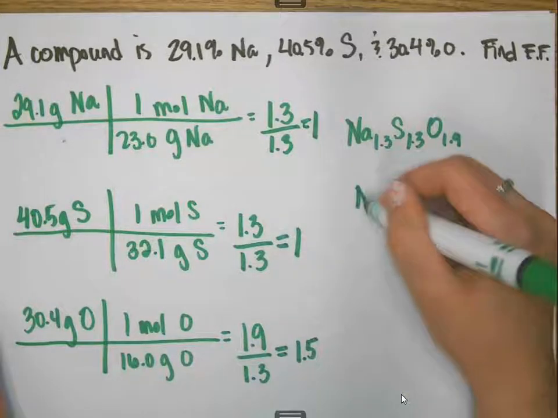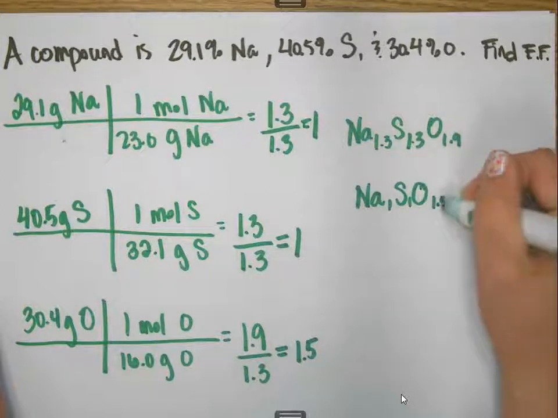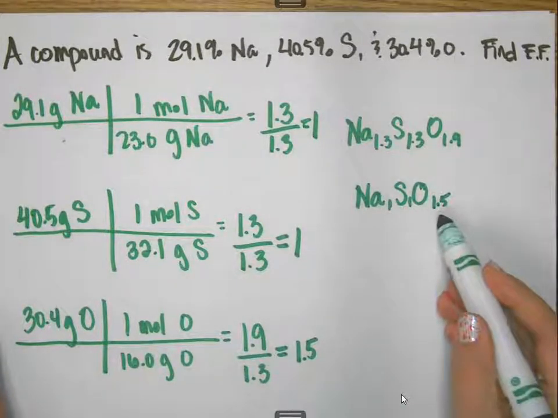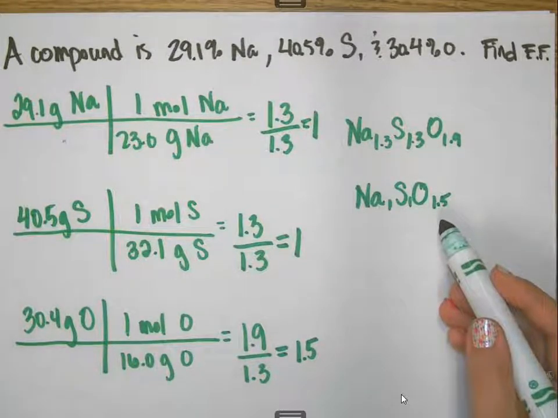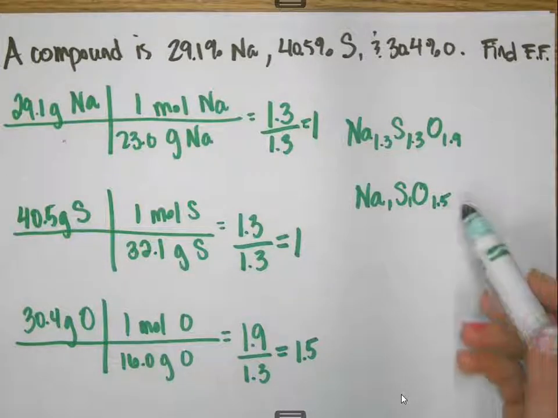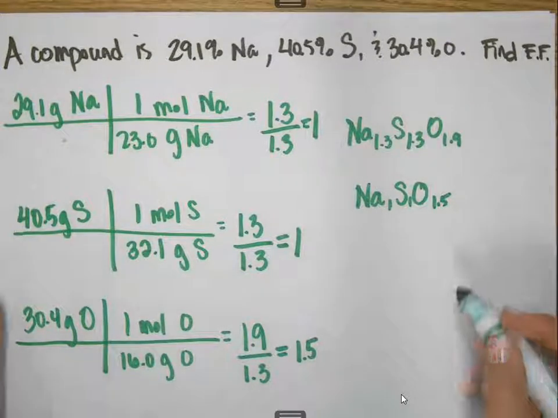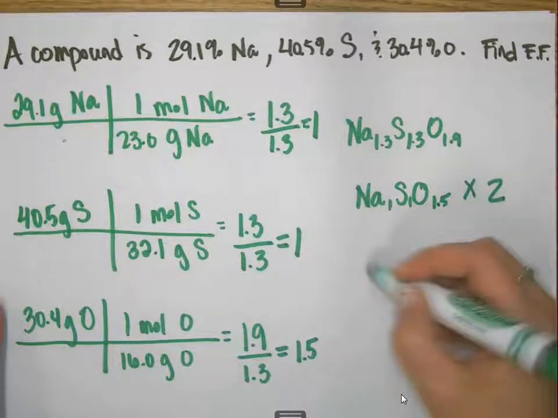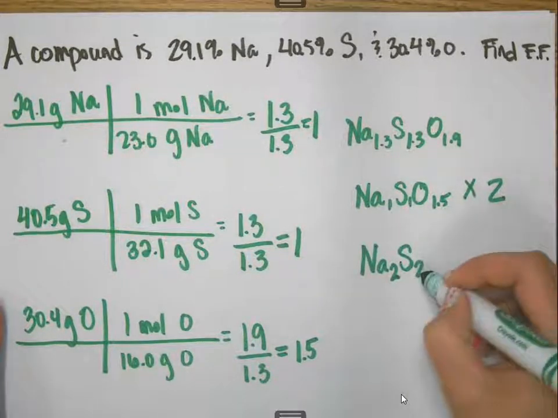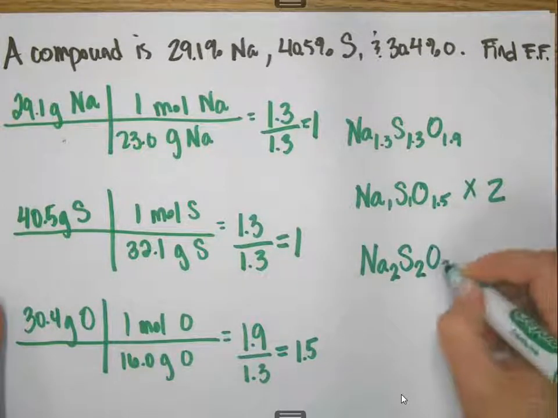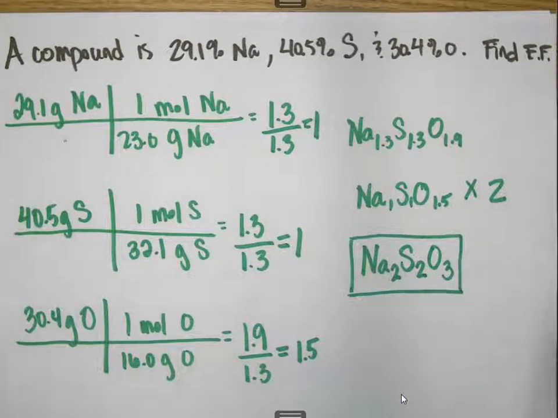Okay, so I can go back in and put these in. I'm going to write the ones for now. That looks somewhat better, except I cannot have half of an oxygen atom. I have to get rid of the half. So there will be times where you will have to multiply by something in order to make these numbers equal a whole number. How you get rid of a half is you multiply by 2. So I'm going to multiply the whole thing by 2. Na, if it's 1, will become Na2. S1 will become S2. And O1 and a half will become O3. That is my lowest whole number ratio, and that is my empirical formula.